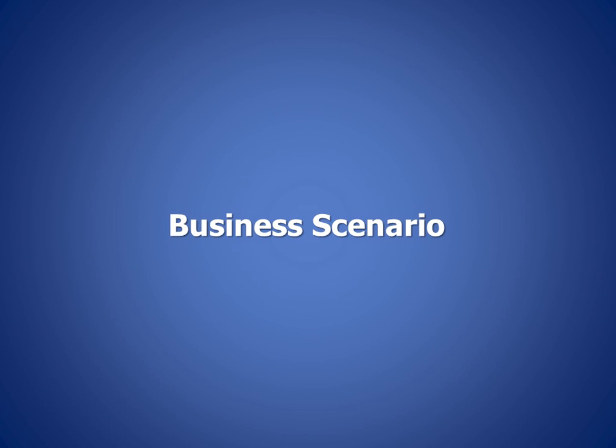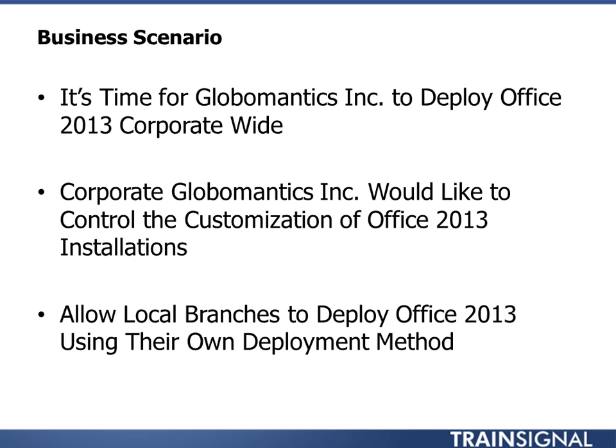Let's talk about what our business scenario is for Globomantix, Inc. It is time to get rid of all the different versions of Office we have running out there. We have some full installations of 2007, full installations of Office 2010. We also have some bits and pieces we've allowed people to install simply Word or Excel or PowerPoint. So what we want to do is bring it all under the corporate umbrella so that everyone is running the full version of Office 2013.